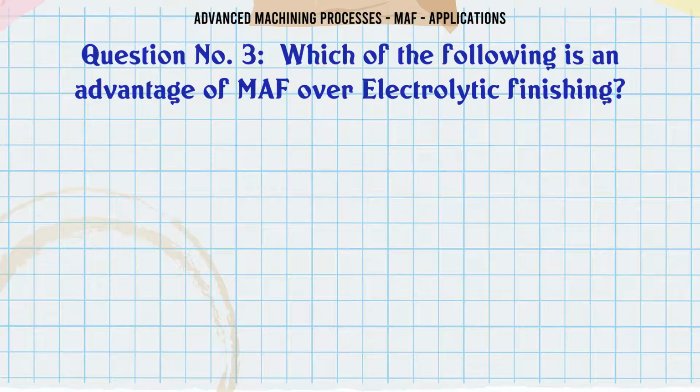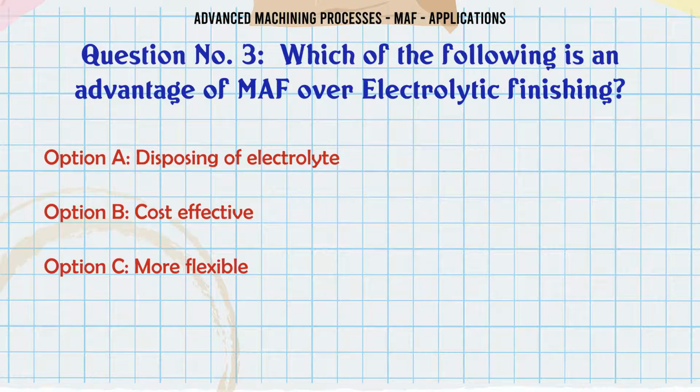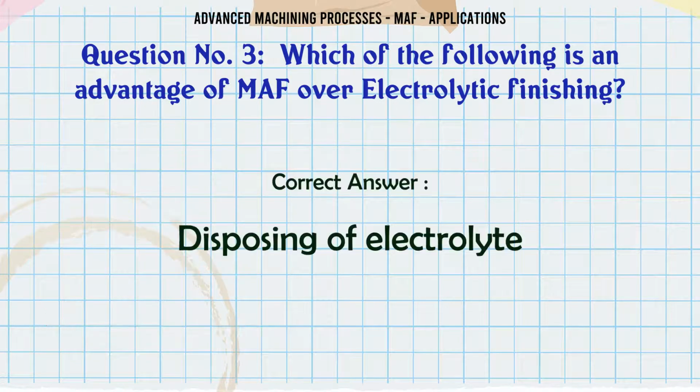Which of the following is an advantage of MAF over electrolytic finishing? A. Disposing of electrolyte. B. Cost effective. C. More flexible. D. More accuracy. The correct answer is disposing of electrolyte.